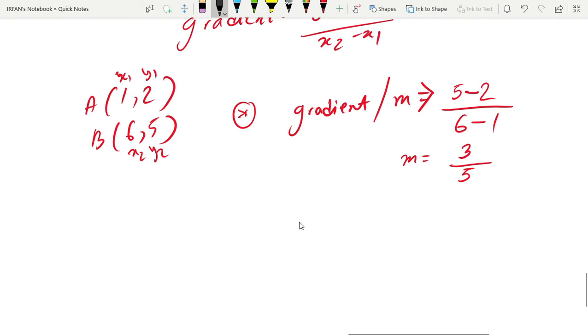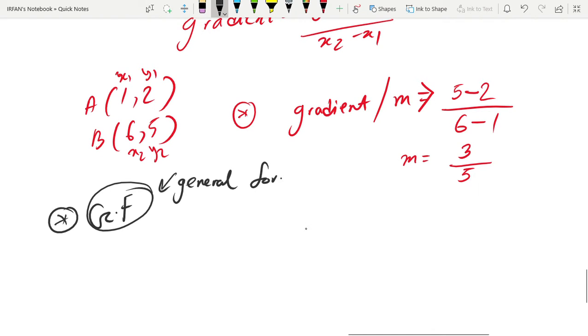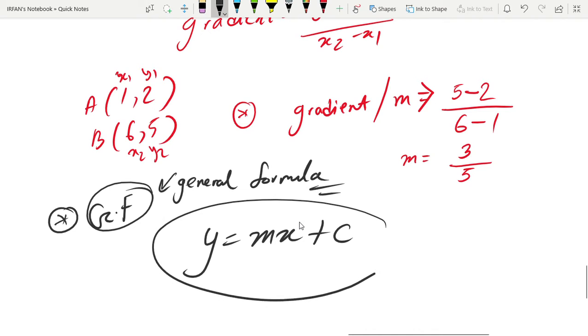Backbone formula means the general equation, the general formula, the GF. It's not the girlfriend, it's actually general formula. Or I also say it is the backbone of a straight line: y equals to mx plus c. This is very important.